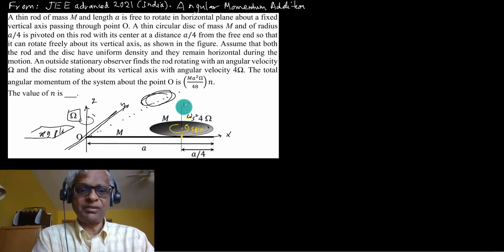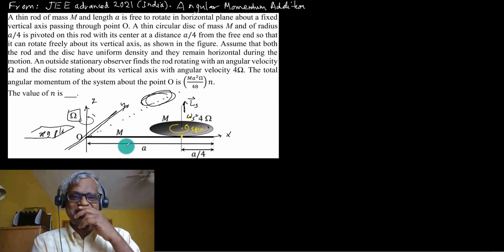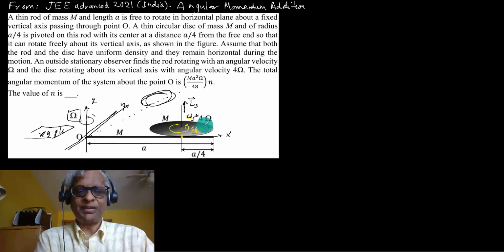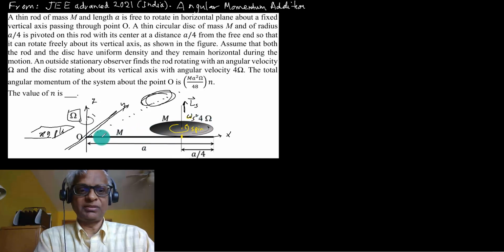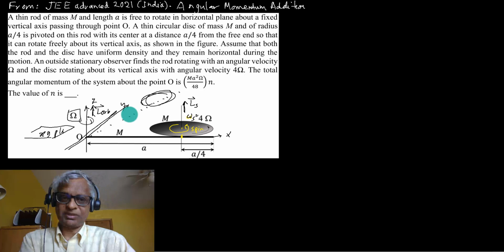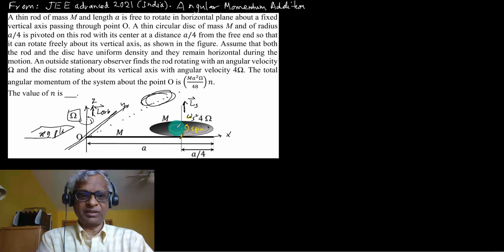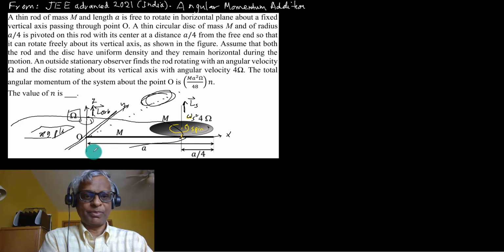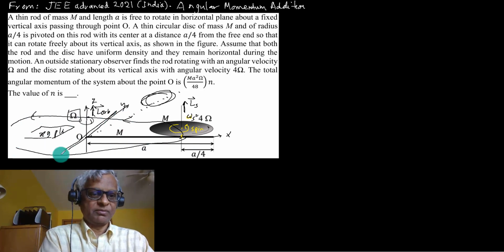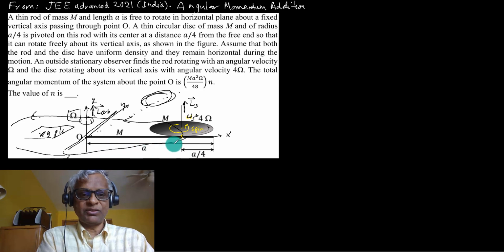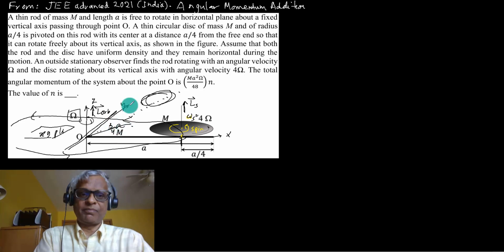For the spin, the angular momentum of the spin is pointed up, and then the disk plus the rod as a rigid body is rotating about this, and so this is L orbital for everything. The orbit is that, and the radius of the orbit is 3/4 a.